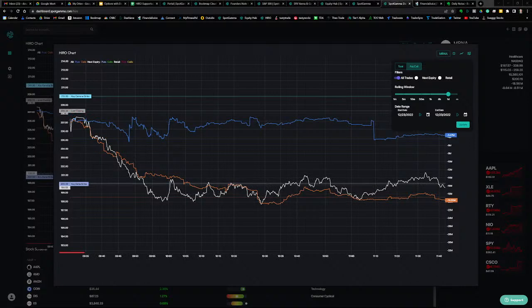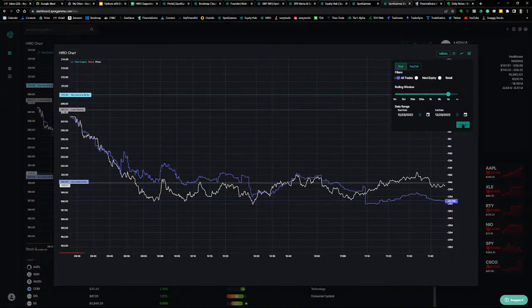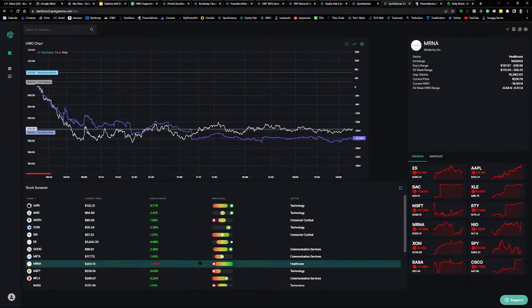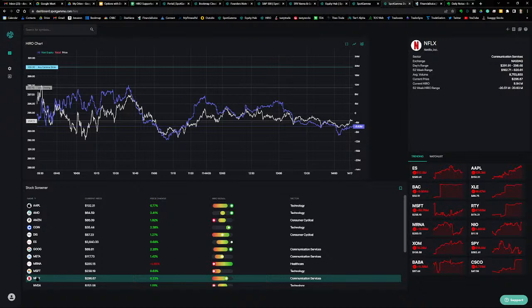And let's go to the next stock on the list. Now again, I'm not going in the order of the list that I posted. I'm going in alphabetical order, picking out what I thought were the best setups of the morning.